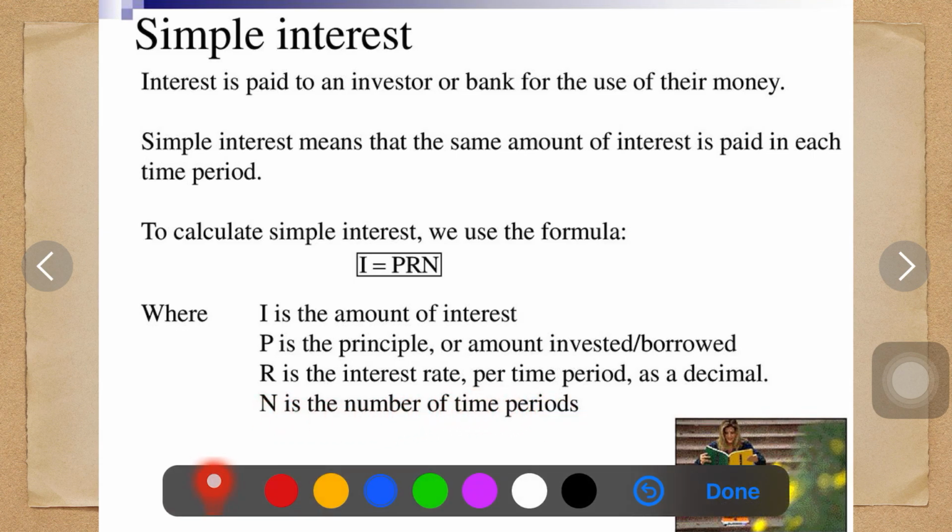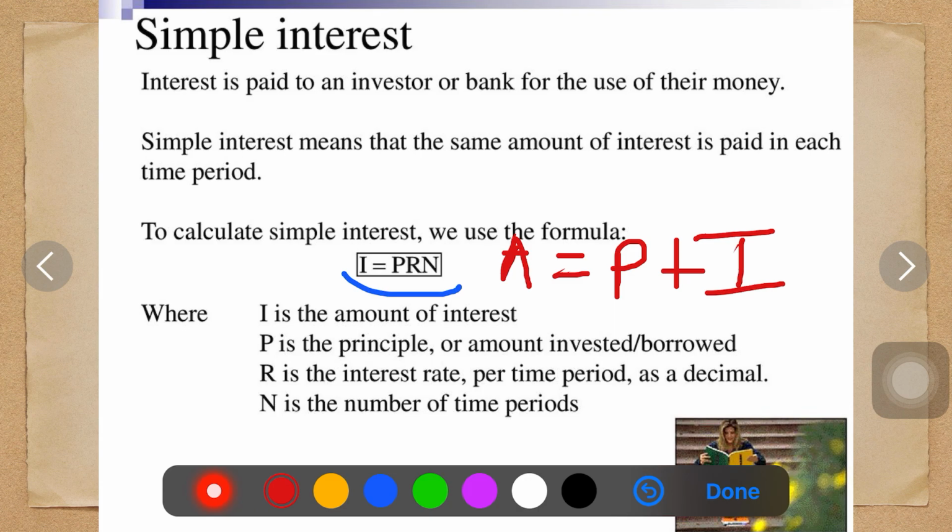So students, this formula, I = P into R into N, we use to find out interest. And if the total amount has been asked, then we apply the formula amount, that is A = P + I, that is principal plus interest. So I hope this is clear to you all.